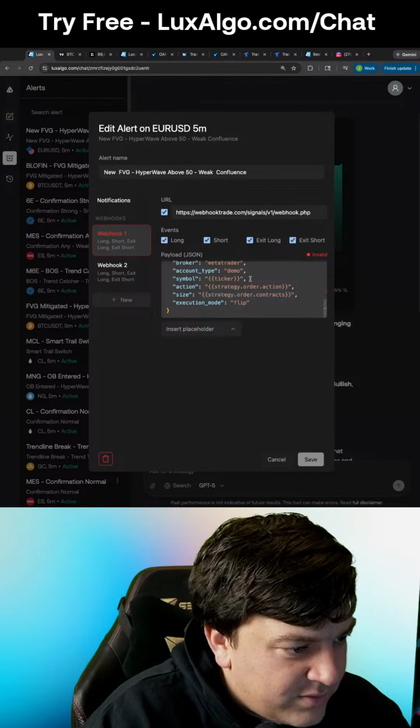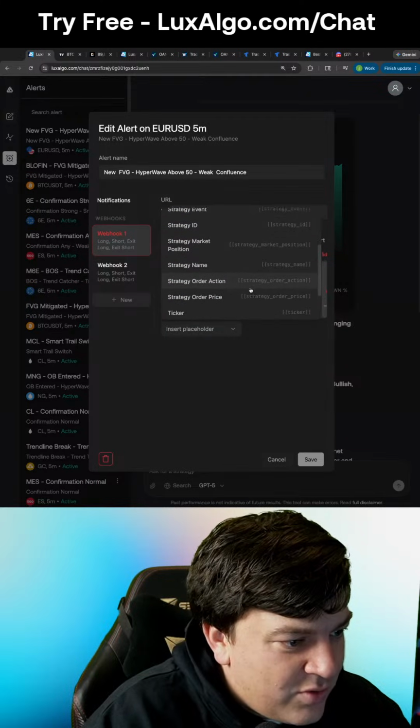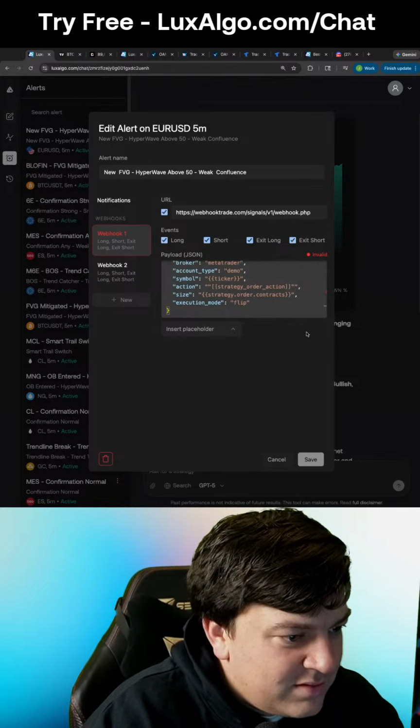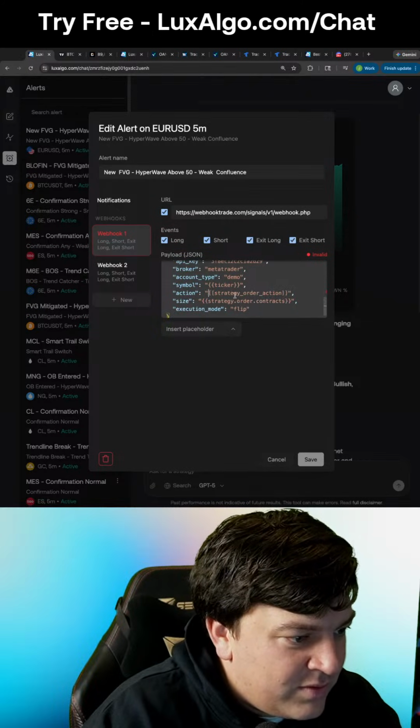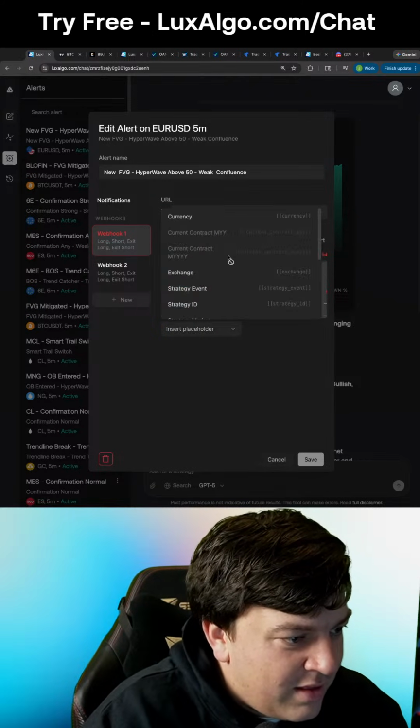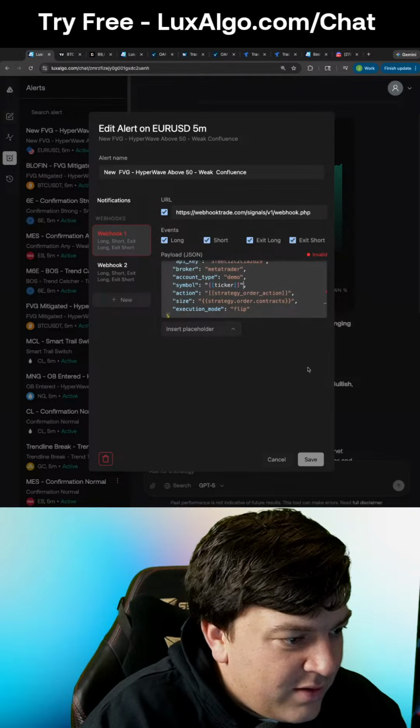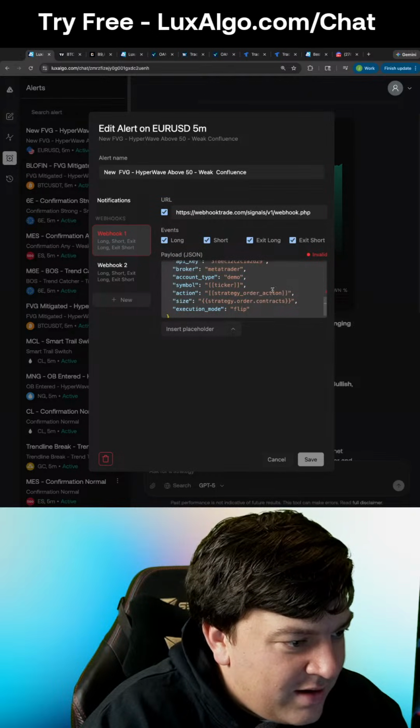Sorry, which one was it? Strategy order action here. Replace this. Strategy order action, you just replace it. Make sure it has it within quotations here. You could just highlight this. The ticker one we would replace as well. Make sure that's in line, and it is.